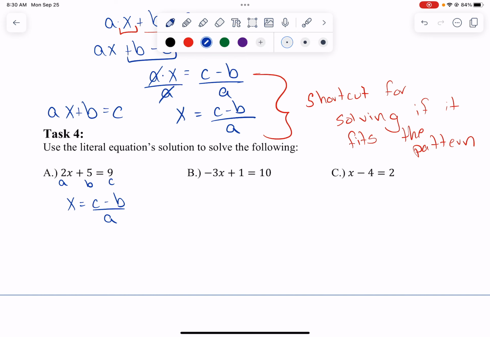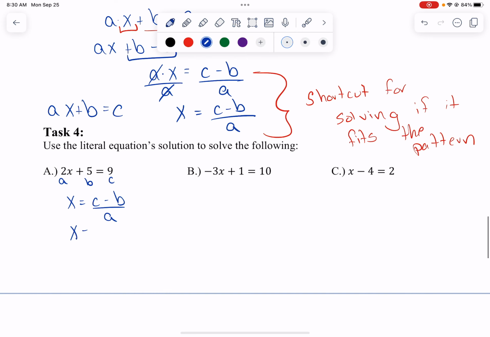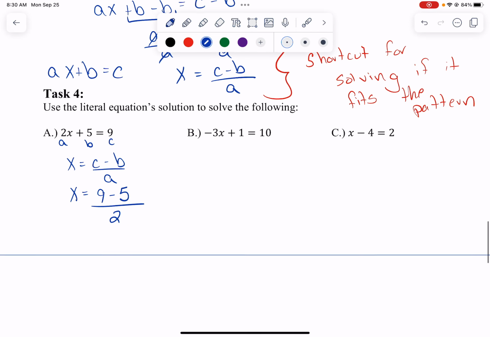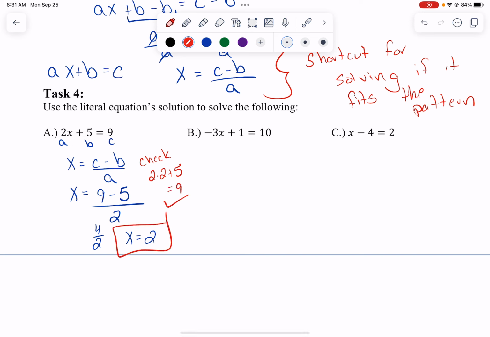Now that I know what my A, B, and C are, I just plug them in. X equals, my C was 9, minus my B, which is 5, divided by 2. So I have to do the 9 minus 5 first, 4 divided by 2. X equals 2. And I can check it. It's always important that we check it. 2 times 2 plus 5, does that equal 9? 2 times 2 is 4 plus 5. Yep, check, it worked. There, I solved it, just by denoting what my A, my B, and my C were.